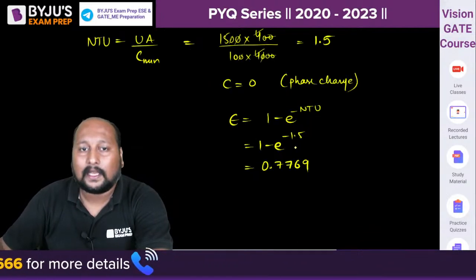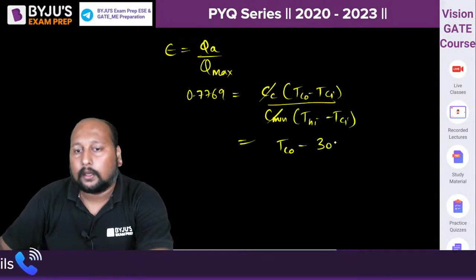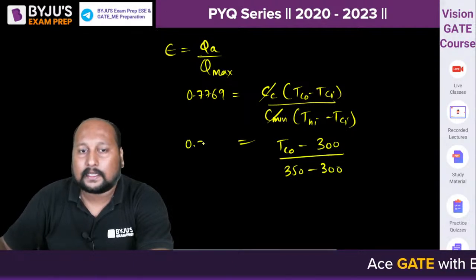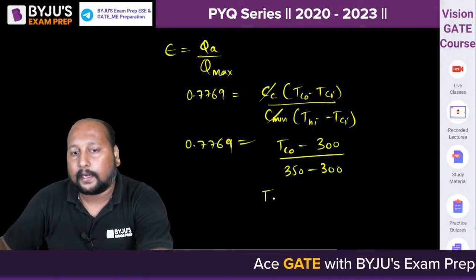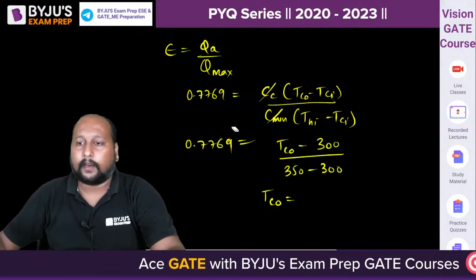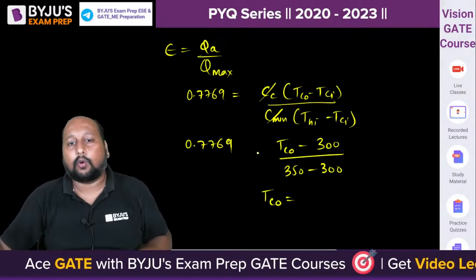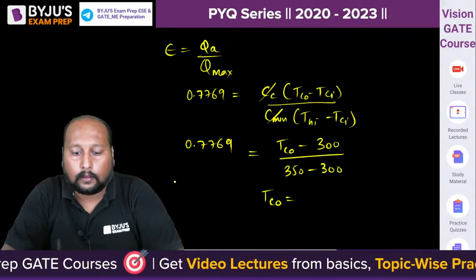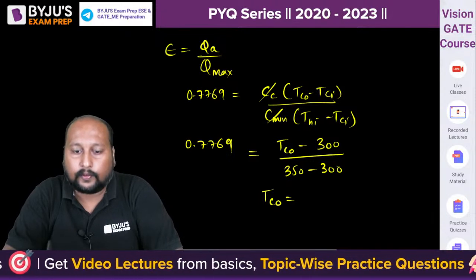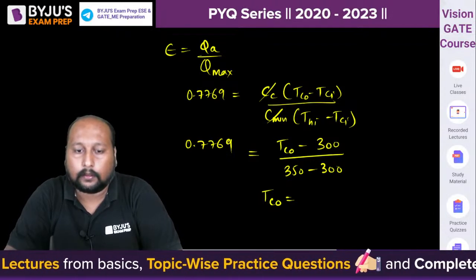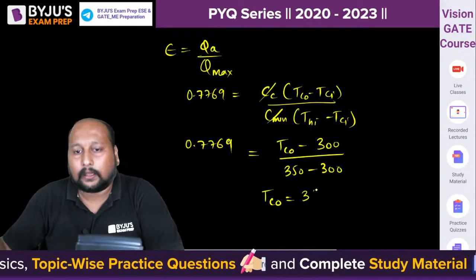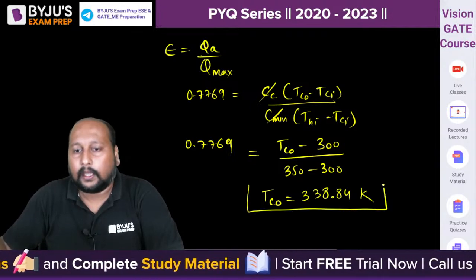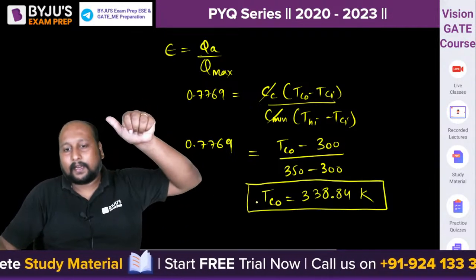TCO we need to calculate. TCI is equal to 300. Hot inlet is 350 minus 300. 0.7769. Solve it and tell me what is the value of the cold outlet temperature. Anyone? Into 50 plus 300. What is the value? Are we getting 338.84 Kelvin? 338.84 Kelvin. Are we getting this one?